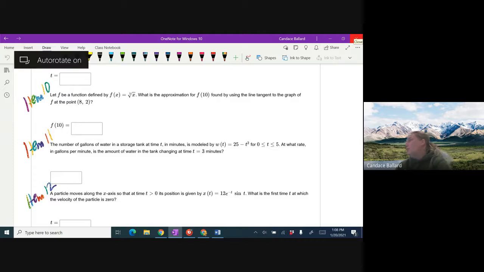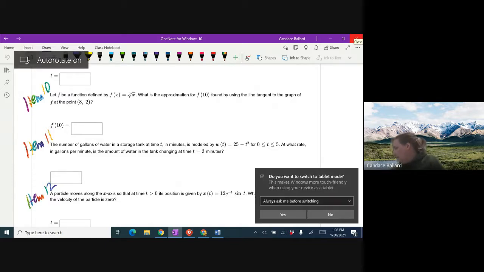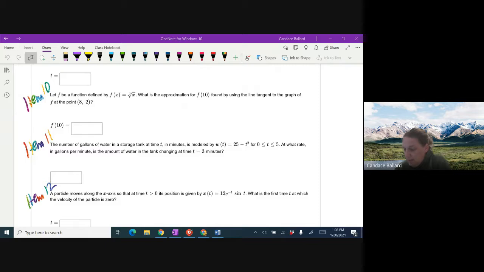Oh, Erica wants 15 and 14, so I will add that to the list. 15 and 14. Okay, so that's the order I'm doing things. I'm looking at number 10.